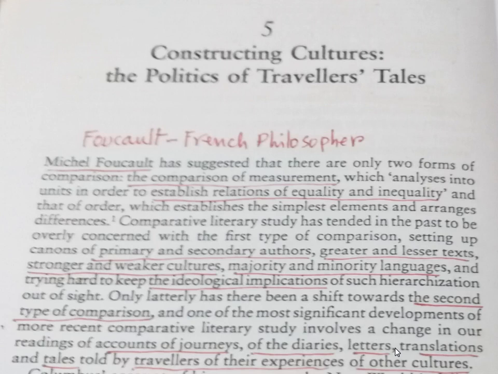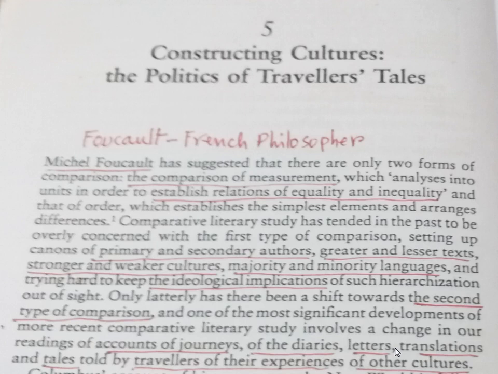One kind of measurement is stronger and weaker culture, greater and lesser text, primary and secondary authors. In comparative literature, two kinds of comparison will be held. Michel Foucault, French philosopher, said that there are two kinds of comparison. One kind of comparison, up to this, means we have got the French school of comparative literature, the American school, and the German school of comparative literature.